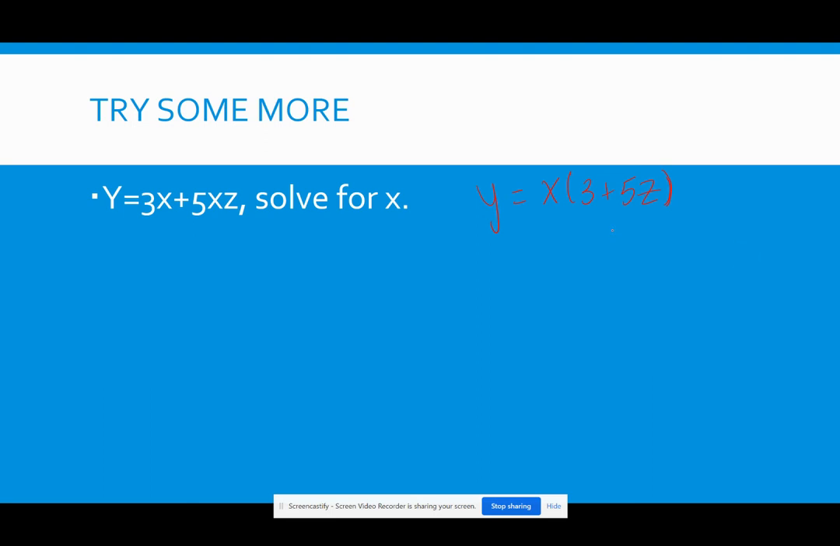So we get Y divided by 3 plus 5Z. Make sure it's all under equals X. I'm sorry, that was really sloppy. It says Y over 3 plus 5Z equals X.